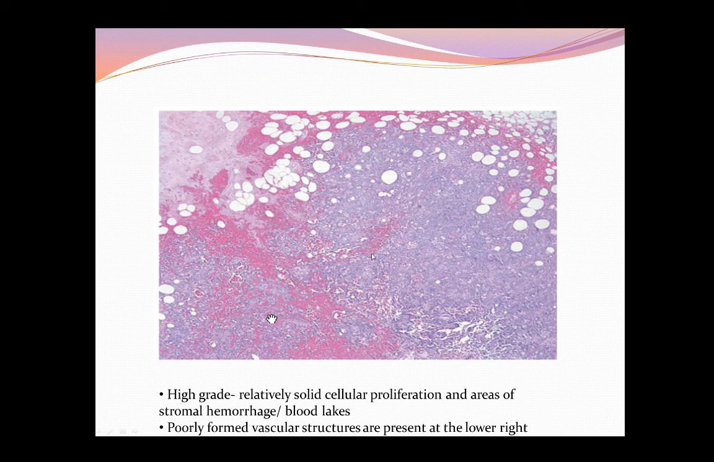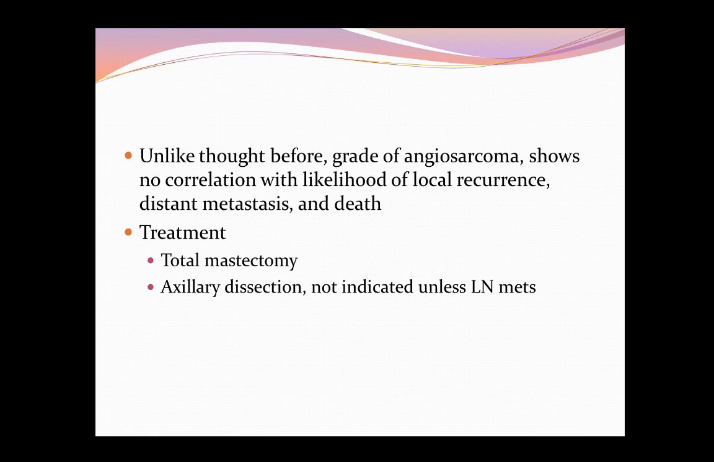This is a high grade, which is predominantly composed of solid areas and some necrosis and stromal hemorrhage. And here you can see poorly formed vascular structures that makes it much easier to differentiate it as an angiosarcoma. So Rosen talked a lot about the grade of angiosarcoma, how the grading is related to the survival. That was the concept before.